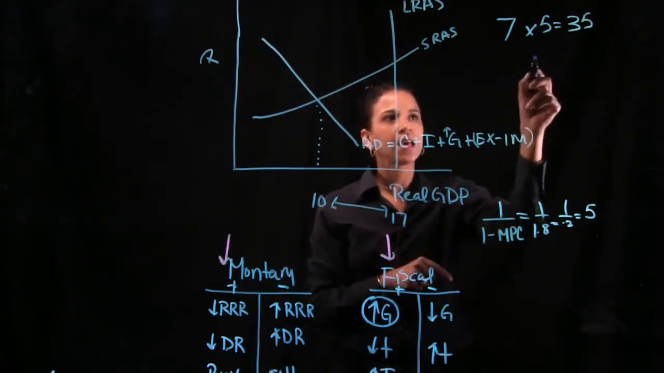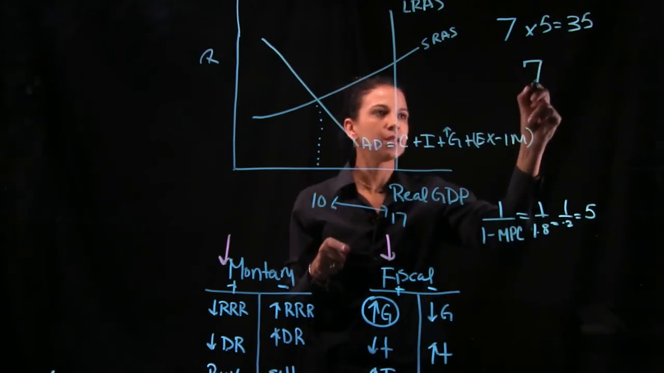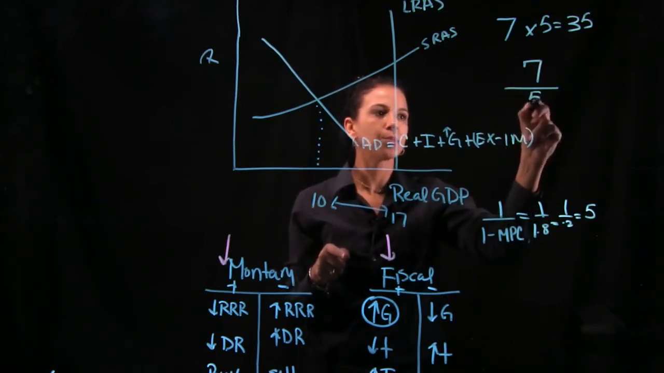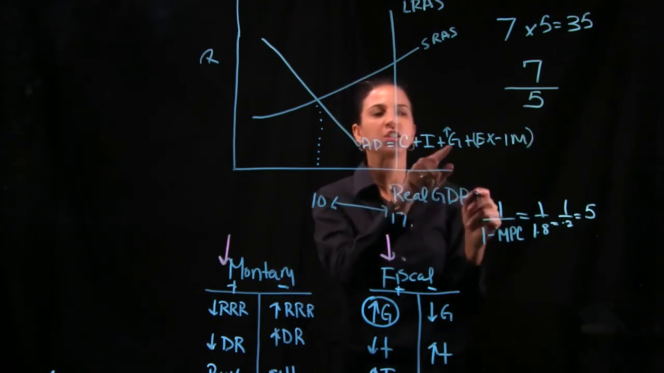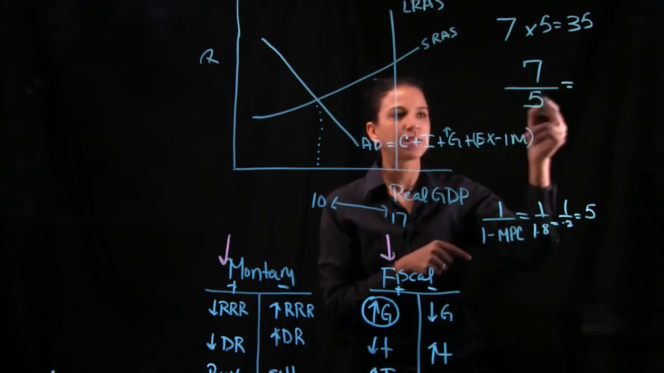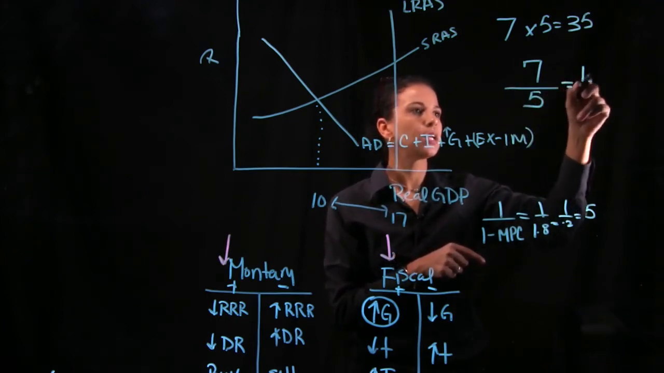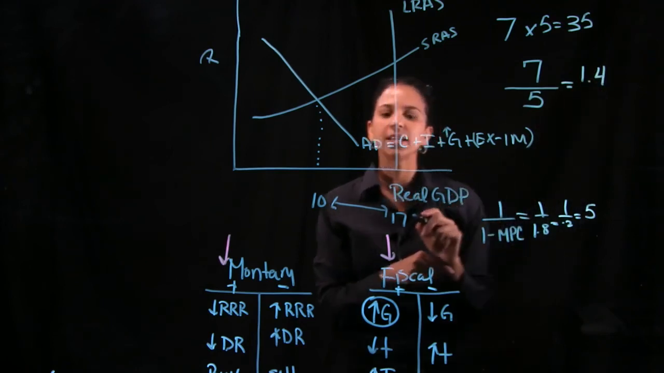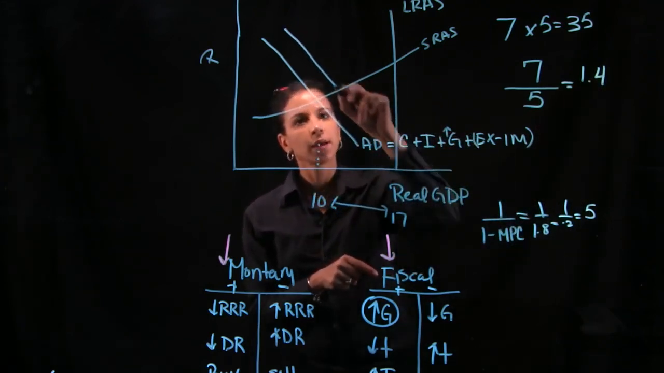So instead, what you have to do is take your gap, which is 7, and divide it by your multiplier, which is 5, and that's going to tell you how much you want to actually increase G by. So of course, 7 divided by 5 is going to be 1.4. So I need to increase G by 1.4 initially.